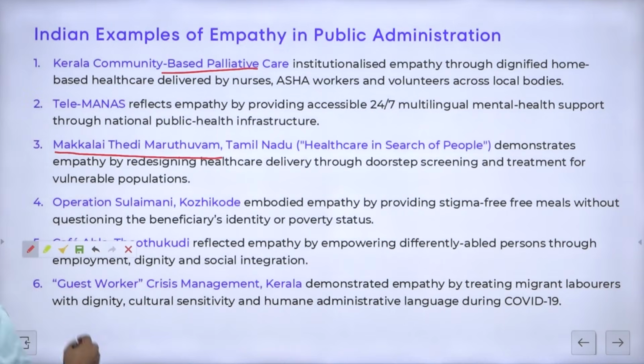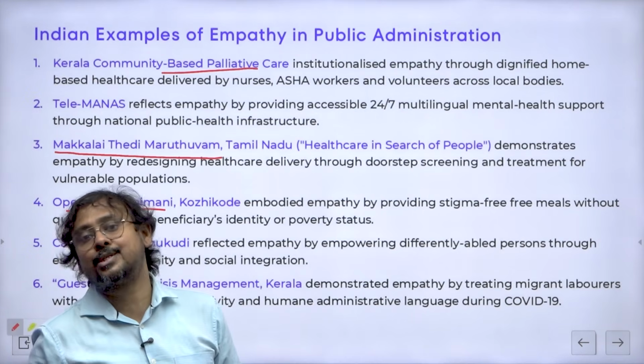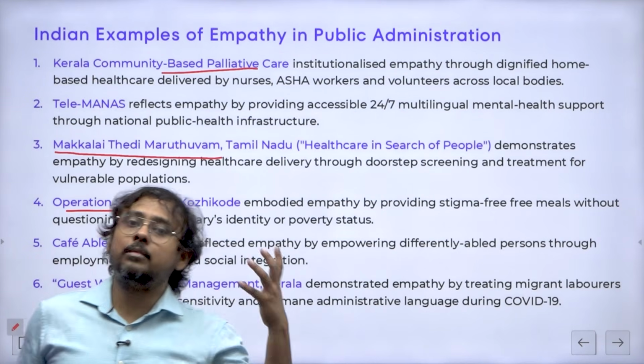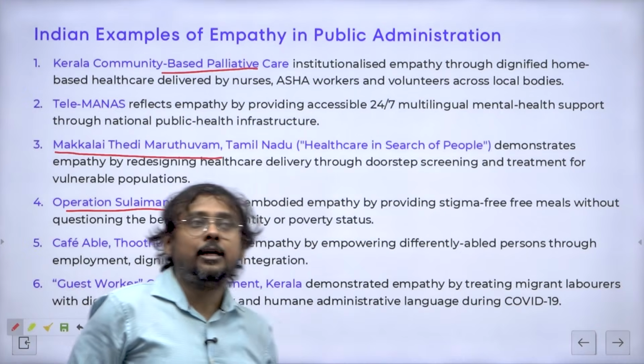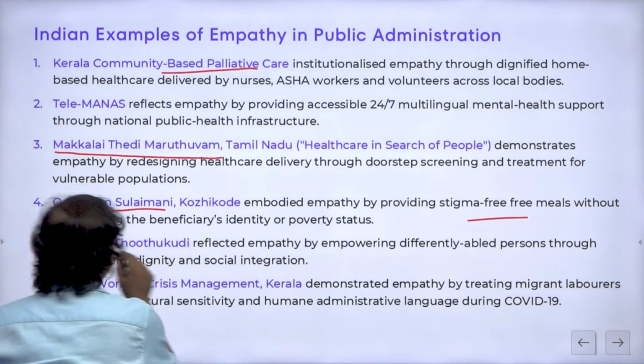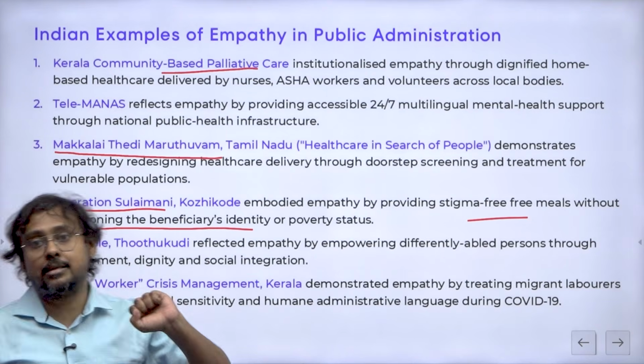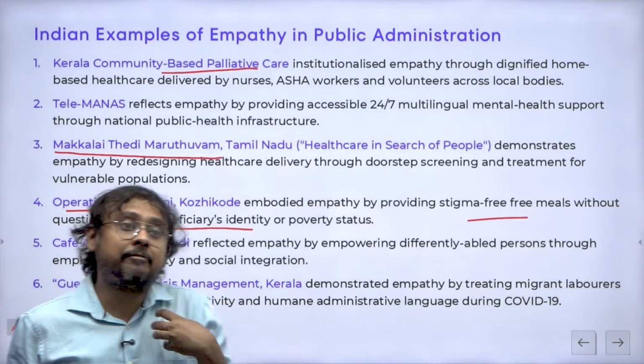Then another excellent example, and it is often quoted, is Operation Suleimani in Kozhikode, and the particular IAS officer associated is IAS Prasanth Nair, right? So he created what? He provided a stigma-free meal without questioning the beneficiary's identity or poverty status, right? Again, I feel the pain.